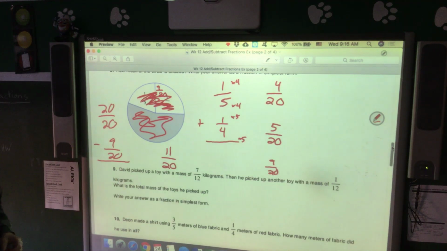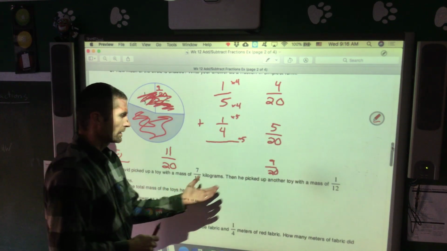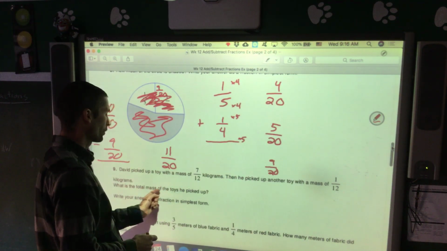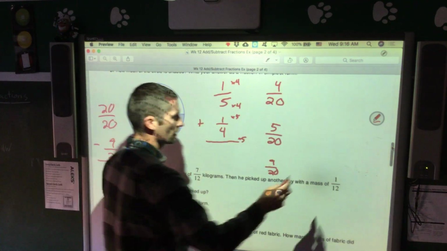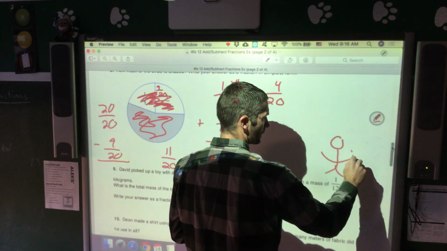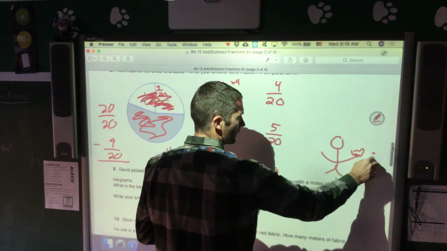Okay, question 9. David picked up a toy with a mass of 7/12 kilograms. Then he picked up another toy with a mass of 1/12 kilograms. What is the total mass of the toys he picked up? I like to draw stuff. Alright, so we got David here, and he's picking up a toy. It's clearly a toy train.